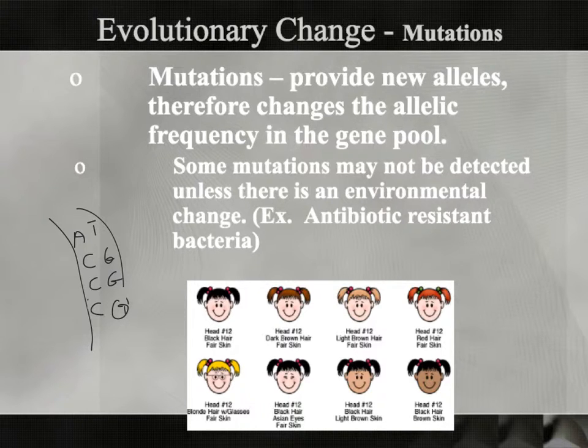Now, some mutations may not be detected unless there's an environmental change. So meaning the organism has responded differently to its environment. So whatever was changed within its genetic code has shown an outward expression to where it lives. Or maybe, an example of giraffes: was it a mutation that helped make their necks longer and they were more suited? So through time, what this slide overall is saying is that mutations can provide new alleles, therefore changing the allelic frequency in the gene pool, which may be passed on.